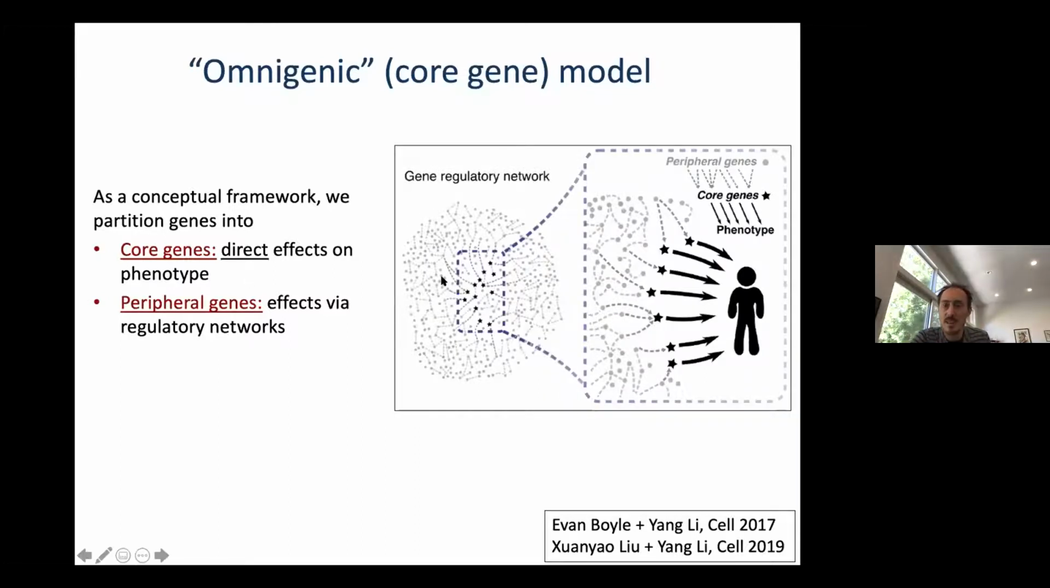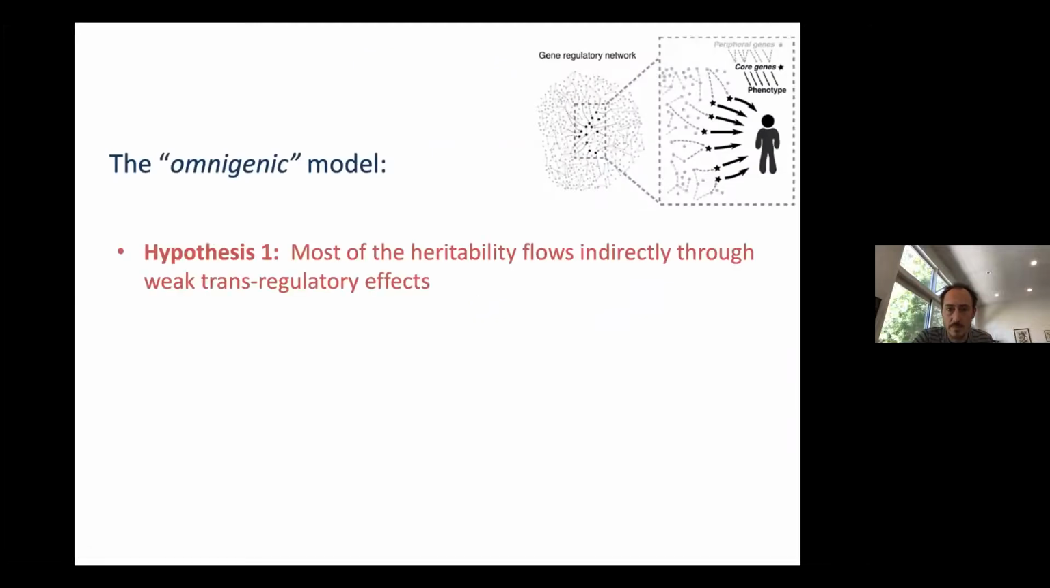To illustrate this a different way, we imagine that these core genes are all sitting in much larger gene regulatory networks. And so we have direct effects that flow from the core genes, but essentially any gene that's expressed in relevant cell types can have indirect effects on regulation of the core genes, and through that process they can wind up mattering. So here are the key hypotheses that we have.